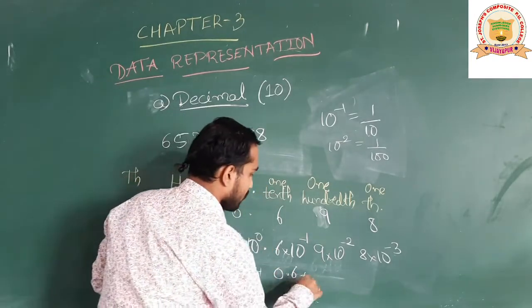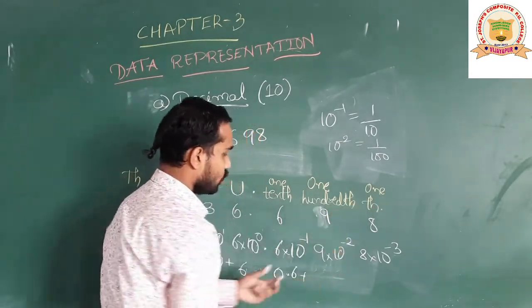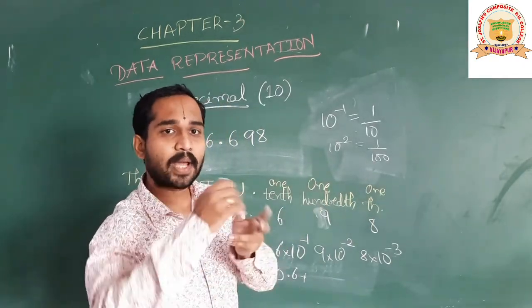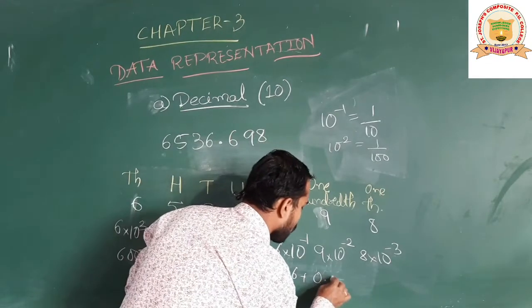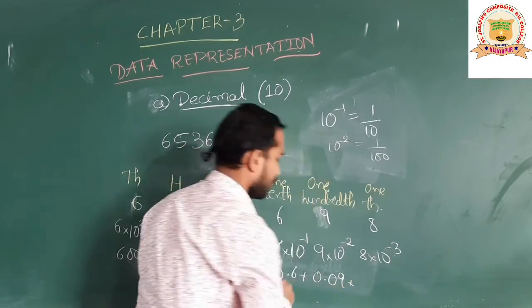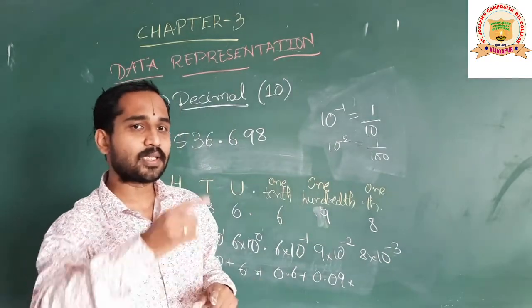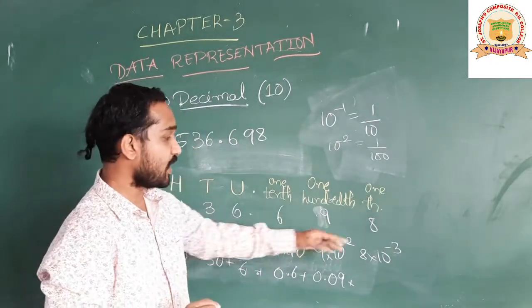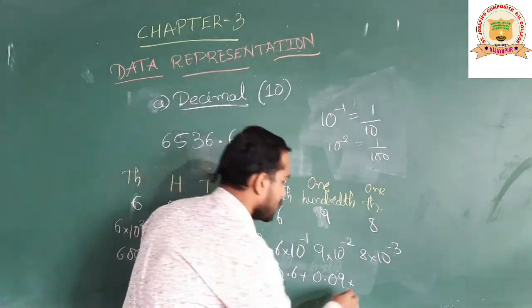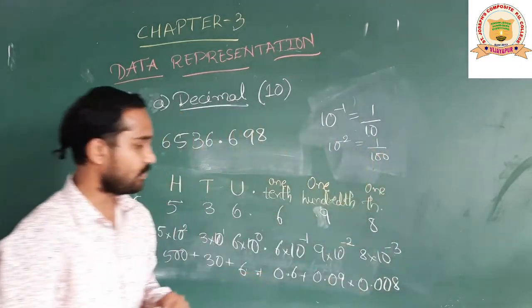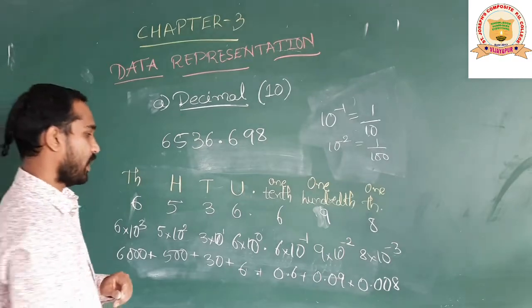Then 9 into 10 raised to minus 2. 10 raised to minus 2 is 1 by 100, so 9 by 100 is 0.09. Then 8 into 10 raised to minus 3. 10 raised to minus 3 is 1 by 1000, so 8 by 1000 is 0.008. Am I right?